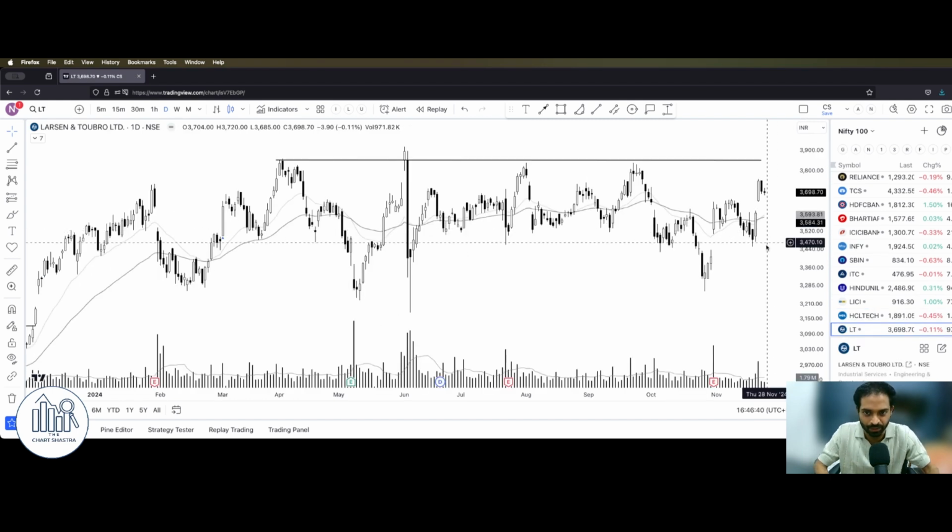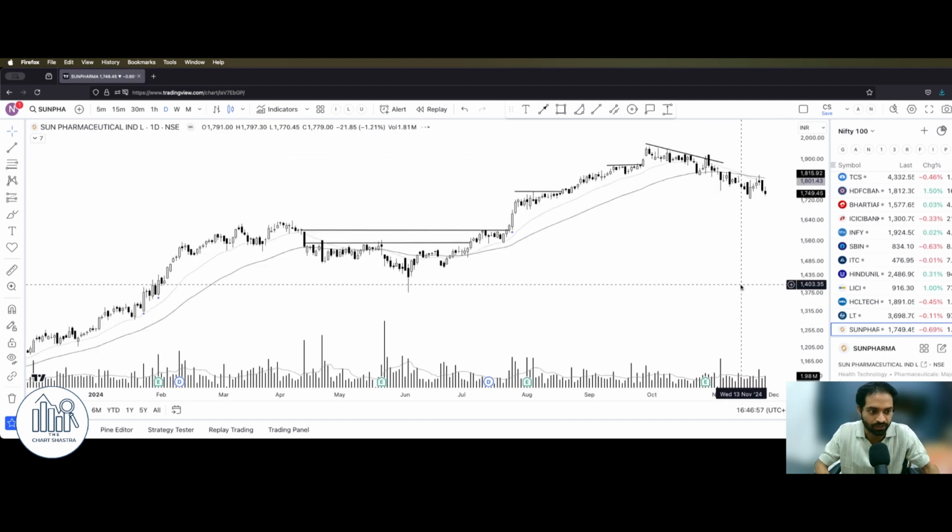Let's look at L&T. There is nothing interesting in here. Almost since the beginning of the year, this has been sliding here and here. It has been very choppy. There is actually no trend here. The stock is always between 3850 and 3200. There is nothing interesting here.